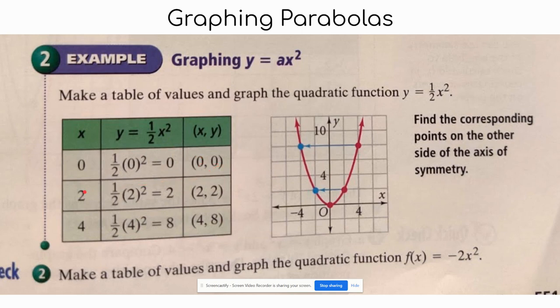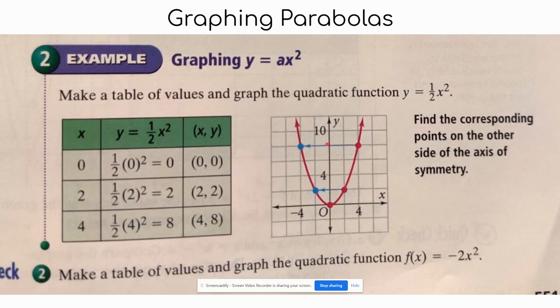Here we're going to substitute x is 2. We need to make sure to square 2 first. So 2 squared is 4. 1/2 of 4 is 2. Therefore, we end up with the coordinates 2, 2. When x equals 4, 4 squared is going to be 16. 1/2 of 16 is going to be 8. We get 4, 8.